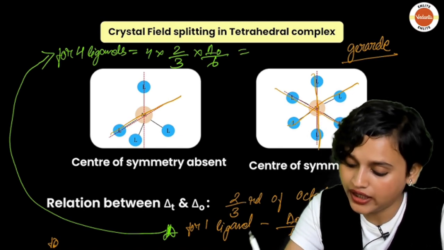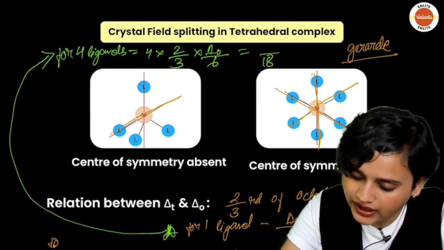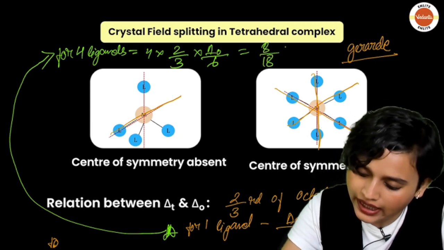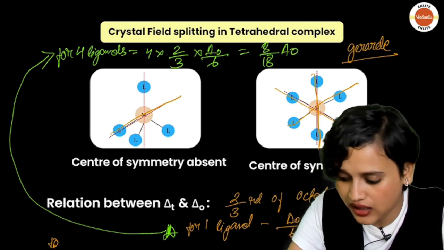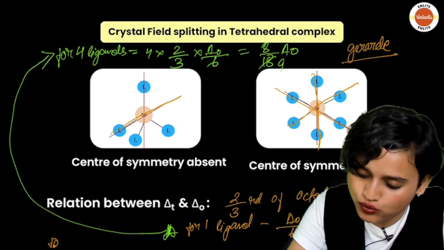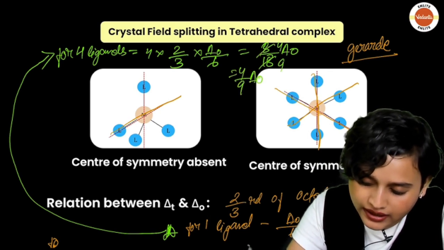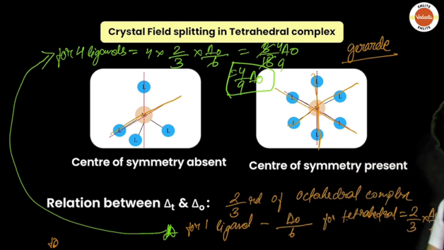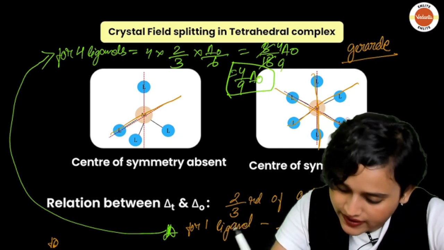Now, what I can do is 3 5s are 15, 3 6s are 18, 4 2s are 8, and then here delta O. That means I can simplify it: 2 9s are 18 and 2 4s are 8. So that means 4/9 delta octahedral. And that is the relation. So what is the relation, everybody?